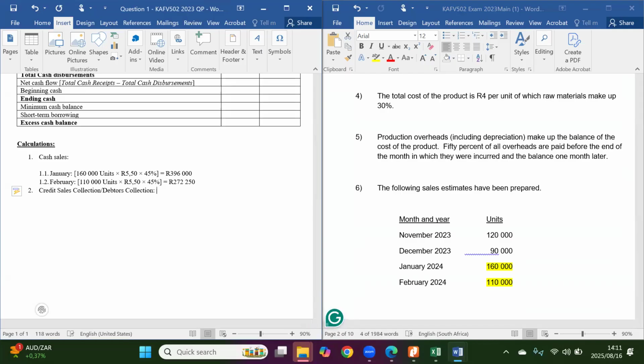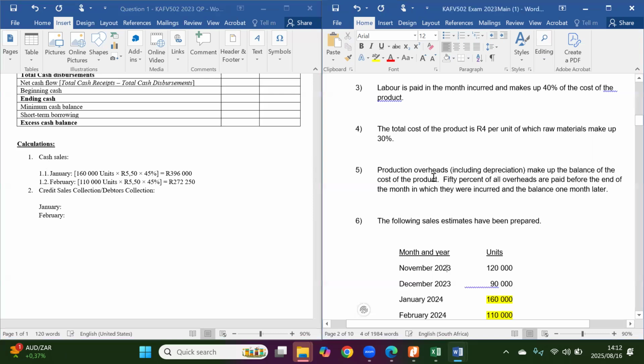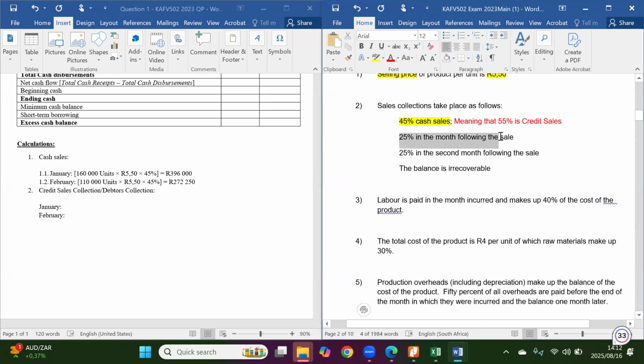Are we together? Now, your debtors collection, or your creditors collection, is dealing with 2 months. It's dealing with the month of January, and also with the month of February. Here's what I want you to bear in mind. You've been given November and December also. Now, the credit sales for November, 25% of it is collected in the month of December, sorry. Does it make sense?